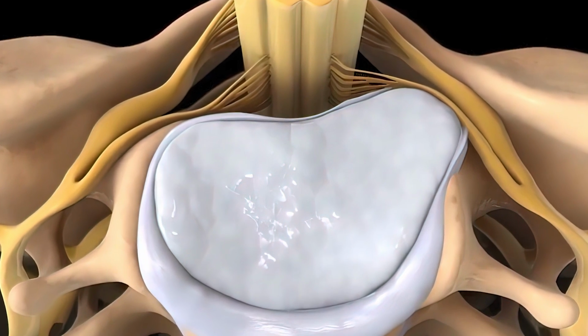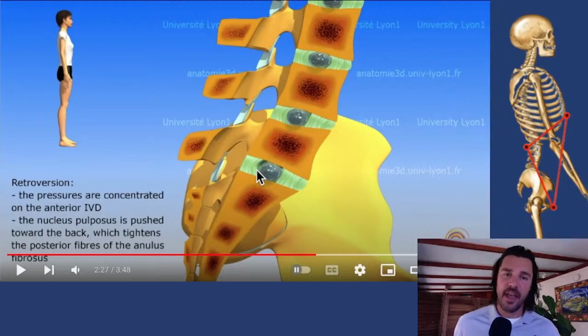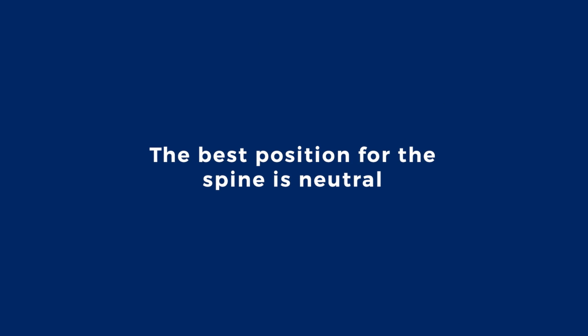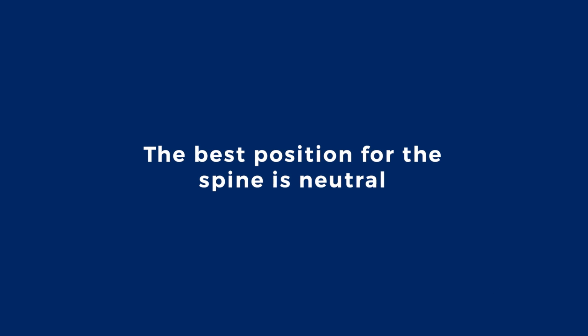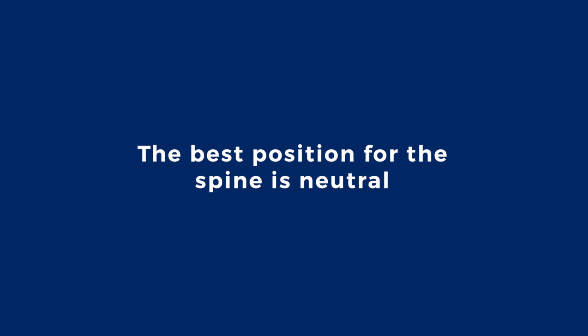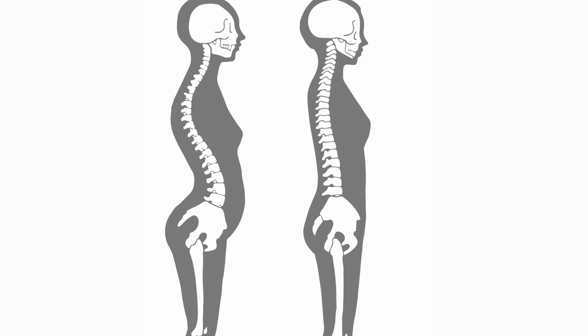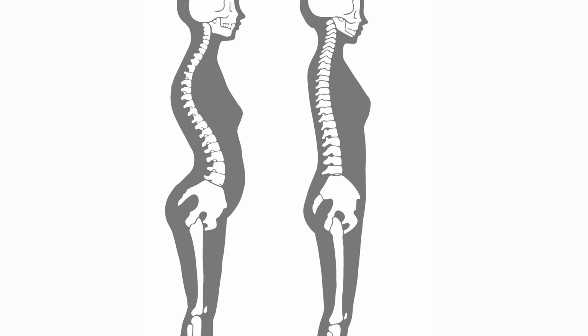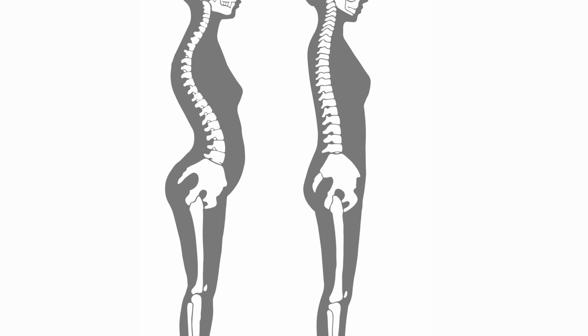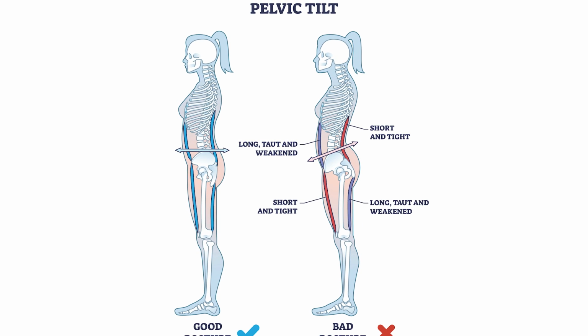There is no one clear answer. What is better, anterior pelvic tilt or posterior pelvic tilt? The truth is that the best position for the spine is neutral. We want to move towards neutral, and the way that we would do that is moving towards posterior pelvic tilt. And most likely, if you have lower back pain, you have a little bit of anterior pelvic tilt.